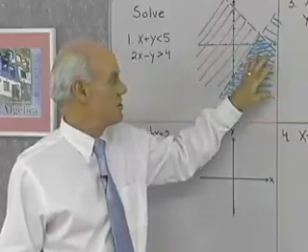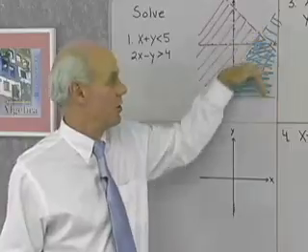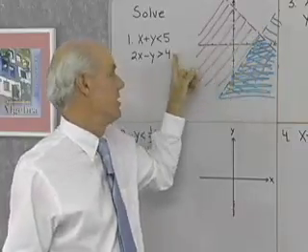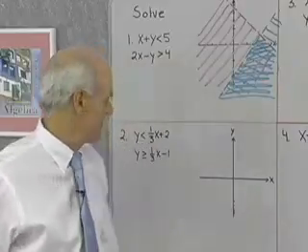So this region that you see right here, which is below the blue broken line and below the red broken line, that's the solution set to the system of linear inequalities in two variables. Let's take a look at another one of these problems.